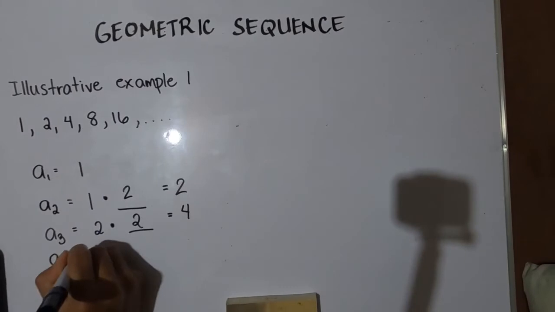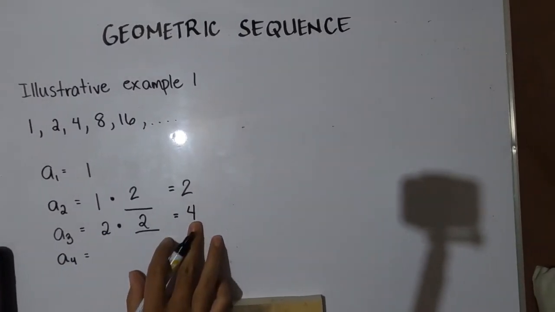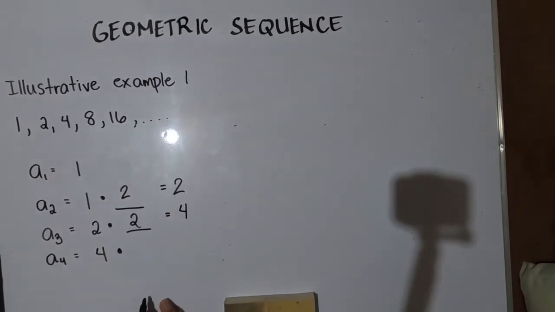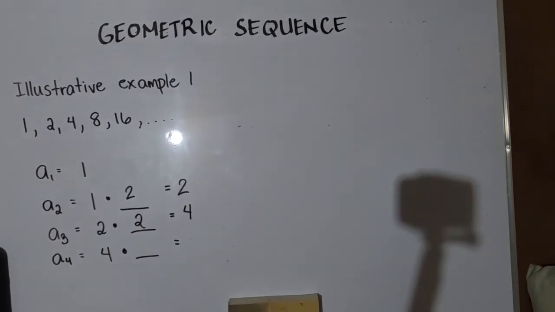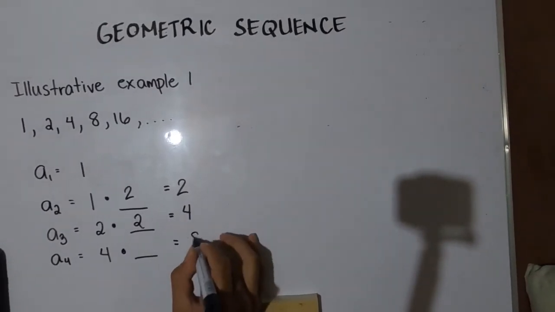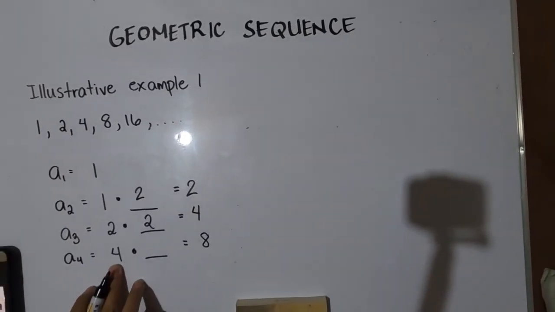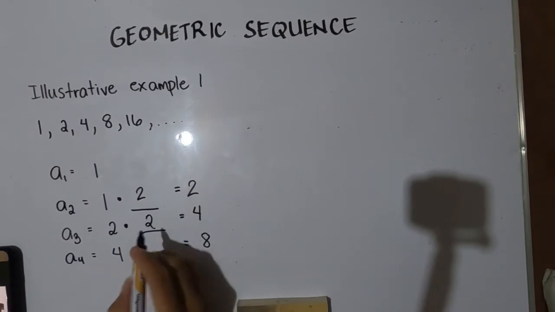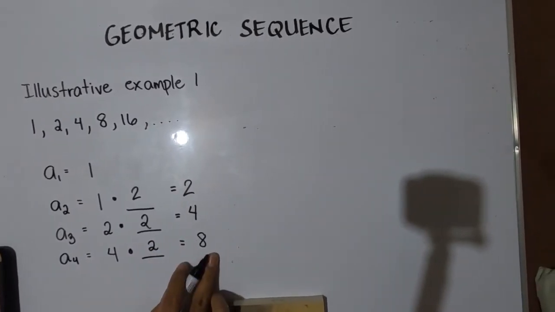In able to get fourth term, we will use the previous term 4 that is to be multiplied by a certain number that should be arriving at the fourth term, which is 8. What must be multiplied to 4 in able to get 8? That is 2 as well. 4 times 2 is equal to 8.